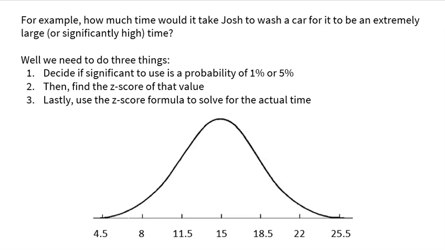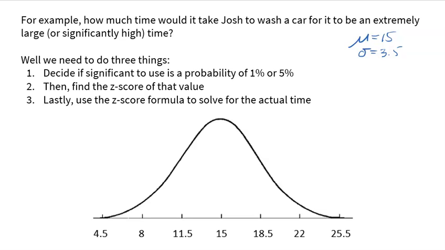All right, so for example, how much time would it take Josh to wash a car for it to be extremely large? If we look at our normal model, remember that it's based on a mean of 15 minutes for Josh to wash a car and a standard deviation of 3.5. If we look at this picture, we know that anything above 3 is really, really unlikely, which again would be really extreme or really significant. So it's not so easy to just say 25.5, because obviously 25.5 would be extremely high. It would be significant. If it took Josh 25.5 minutes to wash his car, that would be extreme to me.